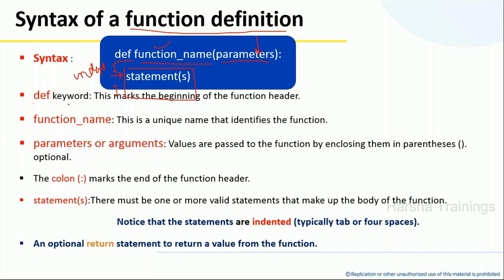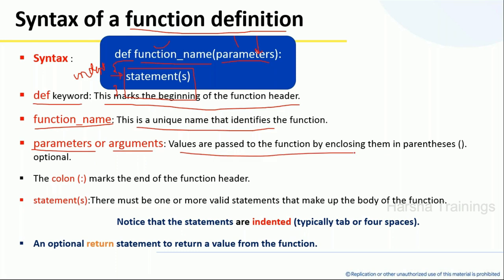Now, def is a keyword. This marks the beginning of the function. Followed by the function name, it should be a unique name. Then followed by parameters. You can call these inputs, parameters, or arguments. That means the values which you are passing to the function are called parameters, in terms of parentheses. These two are parentheses. And finally, I should end my function definition with a colon.